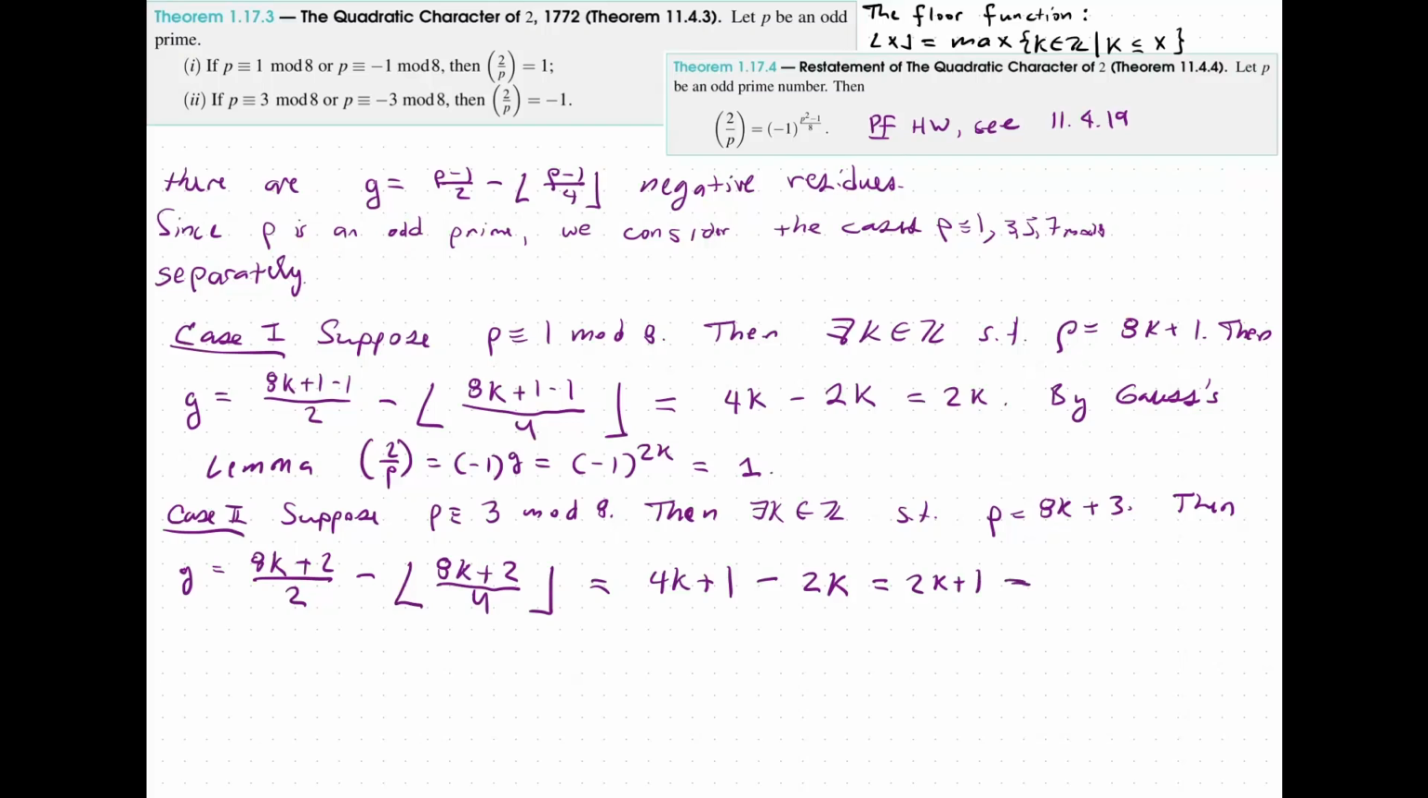And so that implies that the Legendre symbol of 2 on p would be equal to, by Gauss's lemma, negative 1 to the 2k plus 1, which is always odd, so minus 1. And so that's negative 1, and now we got this statement for p congruent to 3 mod 8. And so I'm going to go ahead and now do the next two cases, and they're going to follow exactly the same way. So case 3.